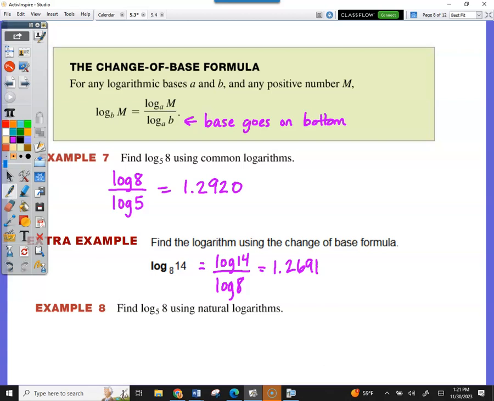Look at the next one. You might think it's the same question we've already done, but this time it says to use natural logs. Instead of doing base 10, they want you to do base E. So if it says find this using natural logs, it means use log base E instead of base 10. We're going to do this change of base formula the exact same way. It's just going to say log base E of 8 over log base E of 5.